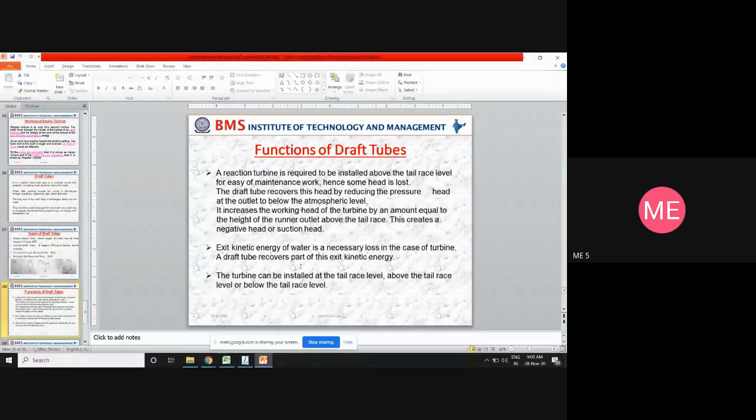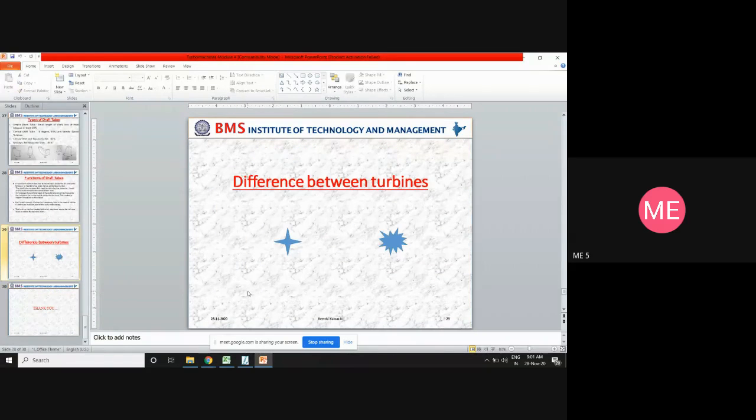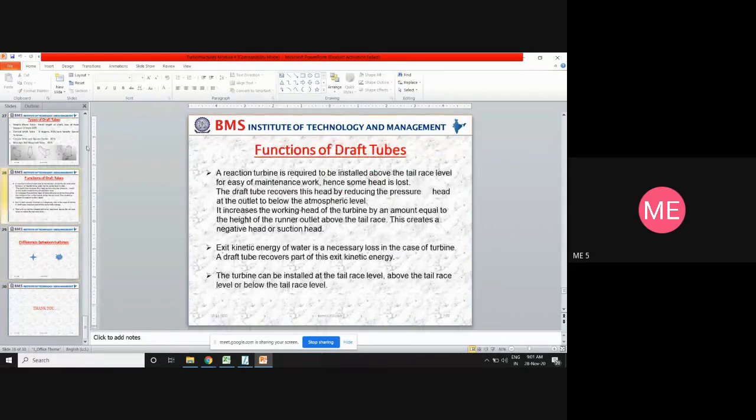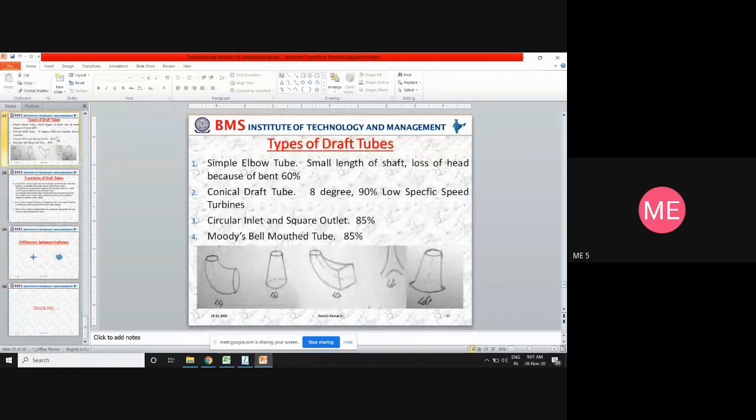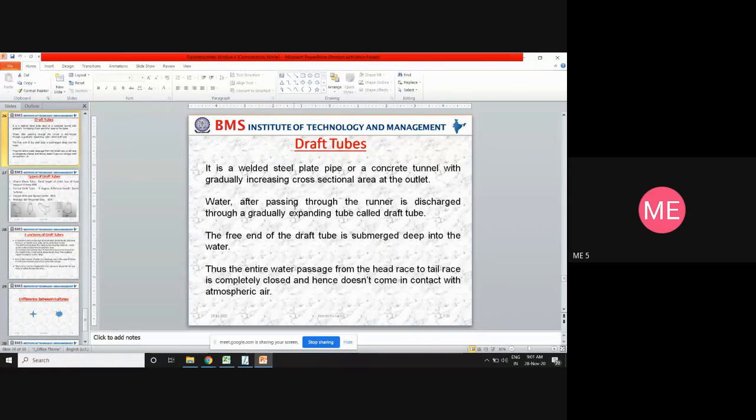Next. Exit kinetic energy of the water is necessarily lost in the case of a turbine. A draft tube recovers part of the exit kinetic energy. The turbine can be installed at the tail race level, above the tail race level, or below the tail race level. These are all the functions of the draft tube. So this tells about what you mean by the draft tube, defining the draft tube, everything.